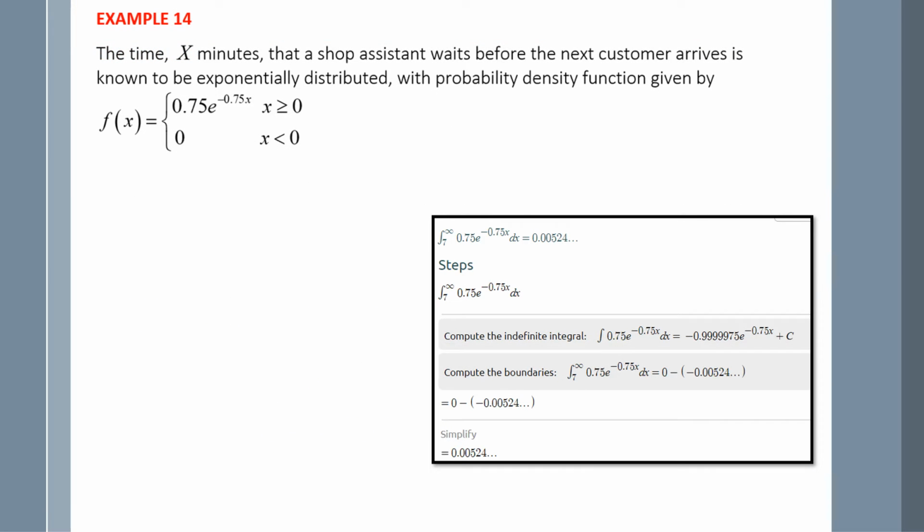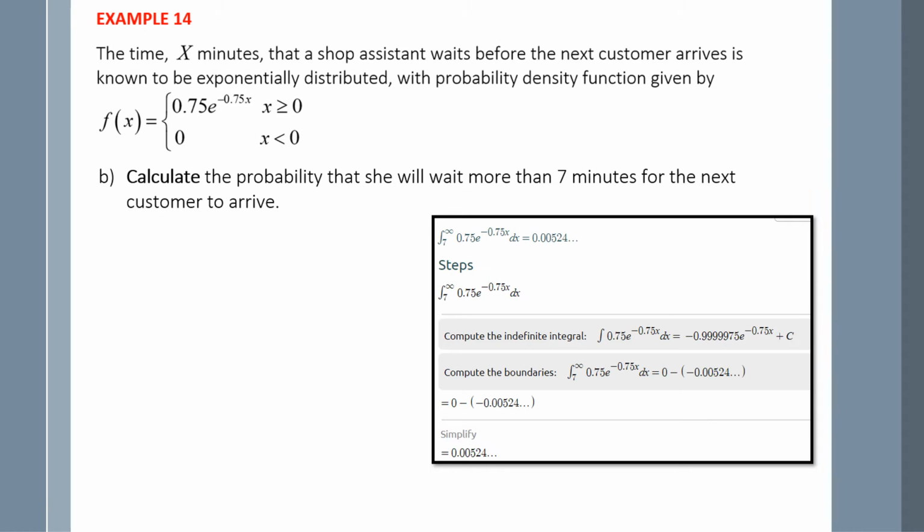In example 14, we're going to look at question B. That is, calculate the probability that she will wait more than 7 minutes for the next customer to arrive. On the right here, Symbolab has been used to verify or check the answer later on. But as you note, our lower boundary is 7 and our upper boundary is positive infinity. The answer is about 0.5%.